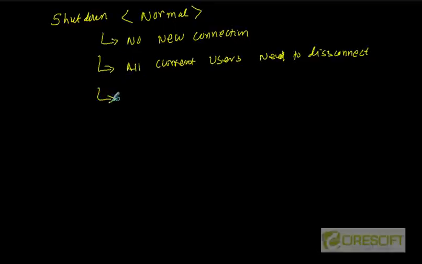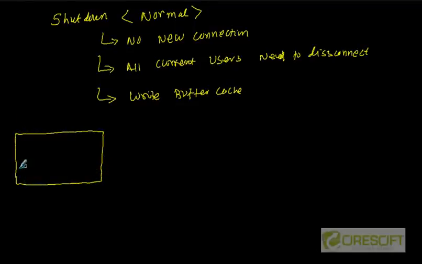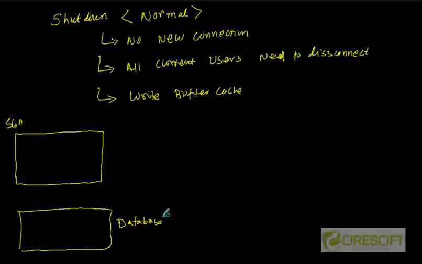Then what is it going to do? It is going to write the buffer caches. It will write the DB buffer cache to the data files, and it's going to write the redo log buffers to the online redo log file. If you've forgotten, here's a quick reminder. This is your SGA, and this is your data files, or database. In the SGA we discussed that we have different pools, and one of these pools is called the buffer cache.